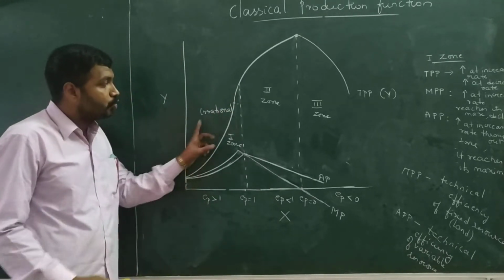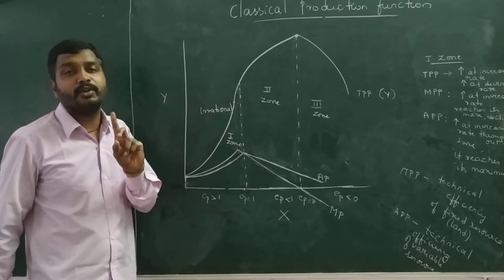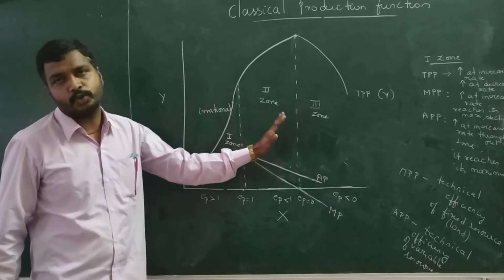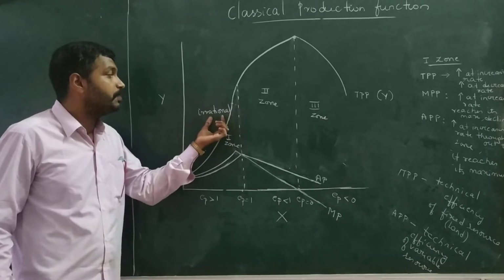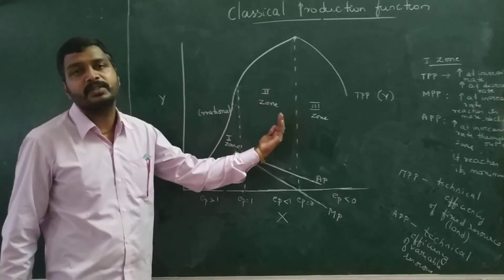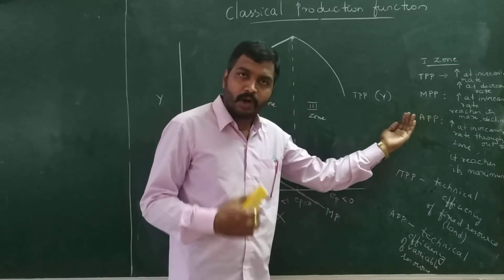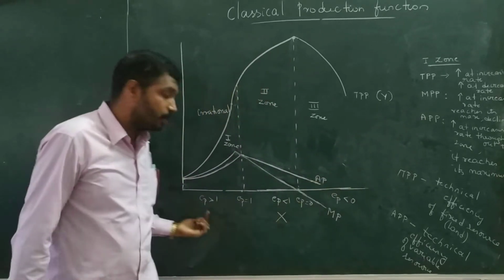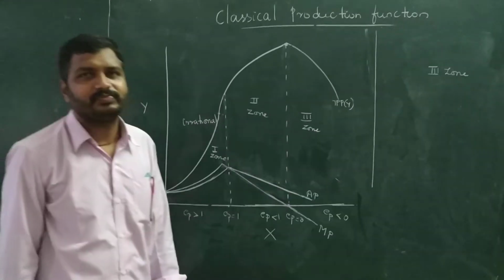Why the first zone is called irrational: because it is irrational on the part of the farmer if he does not move out of this zone. If he remains in the first zone, it becomes an irrational decision. He should move out of this zone because all the product curves are giving a positive sign that the farmer should continue input application. So this is about the first zone.